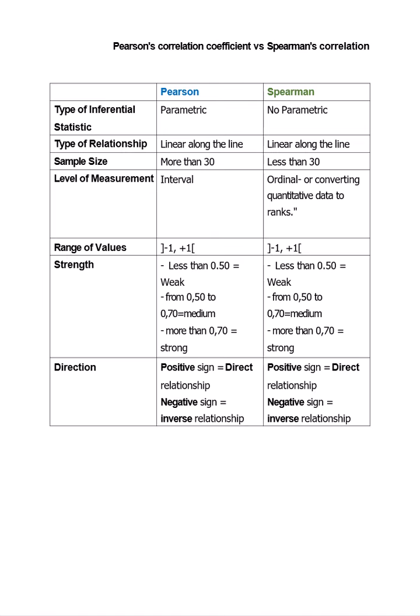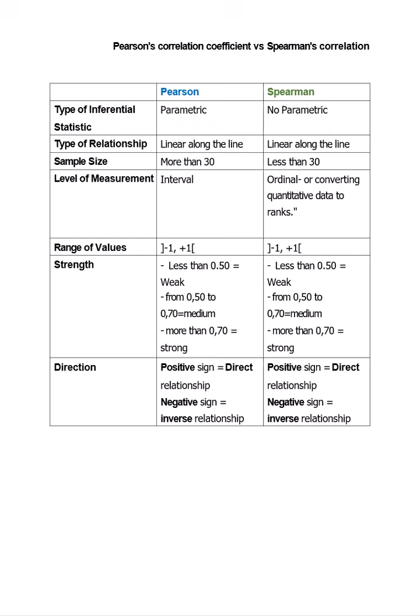Pearson's correlation coefficient versus Spearman's correlation. Type of inferential statistic: parametric, non-parametric. Type of relationship: linear along the line, linear along the line. Sample size: more than 30, less than 30. Level of measurement: interval, ordinal or converting quantitative data to ranks. Range of values: -1 to +1, -1 to +1.